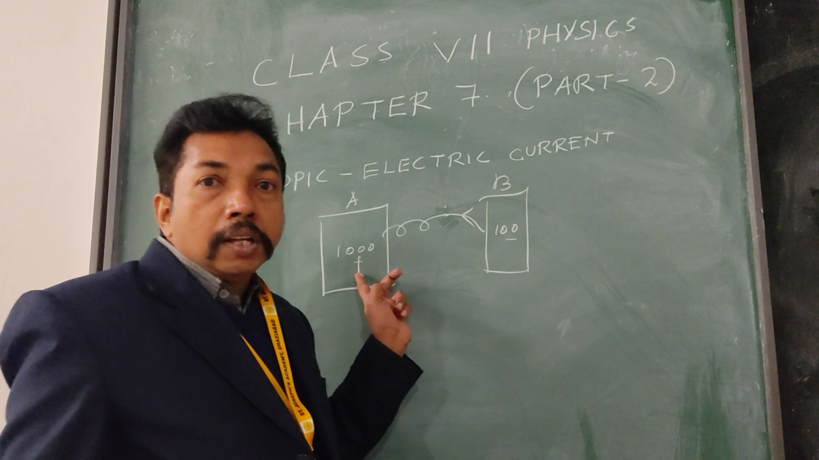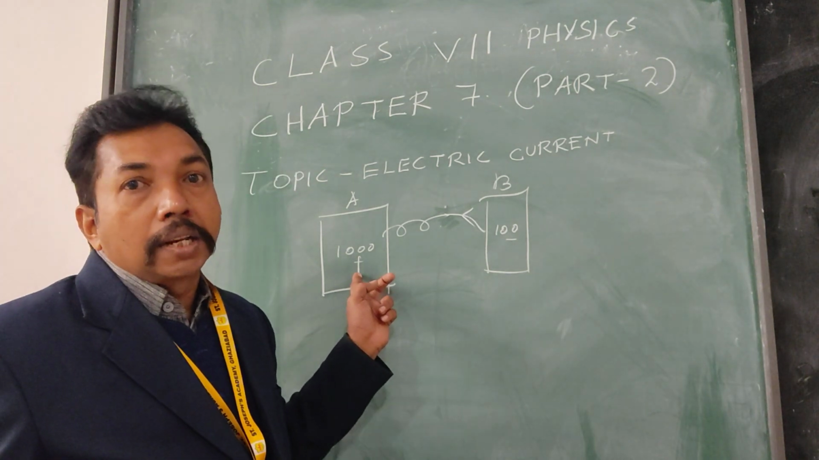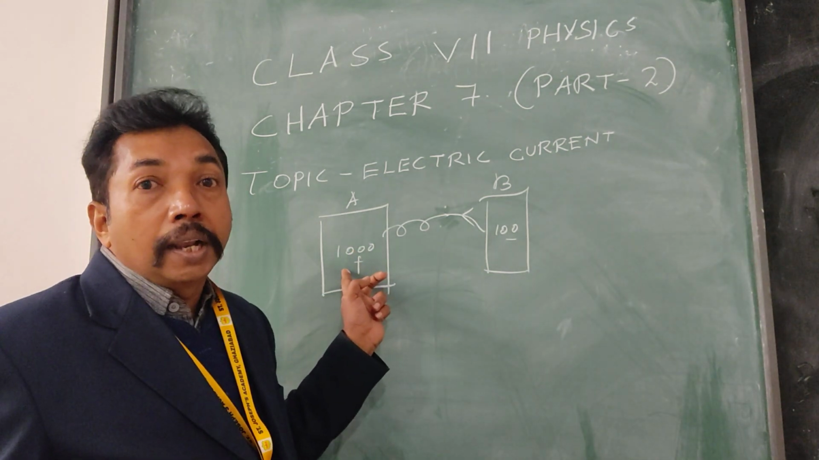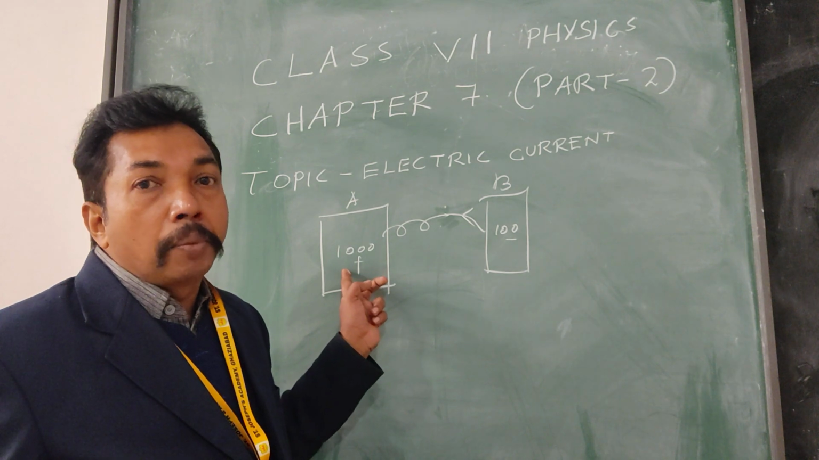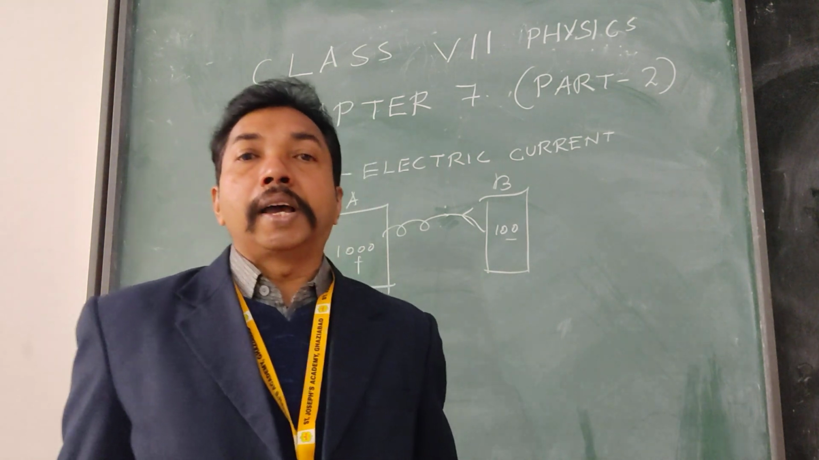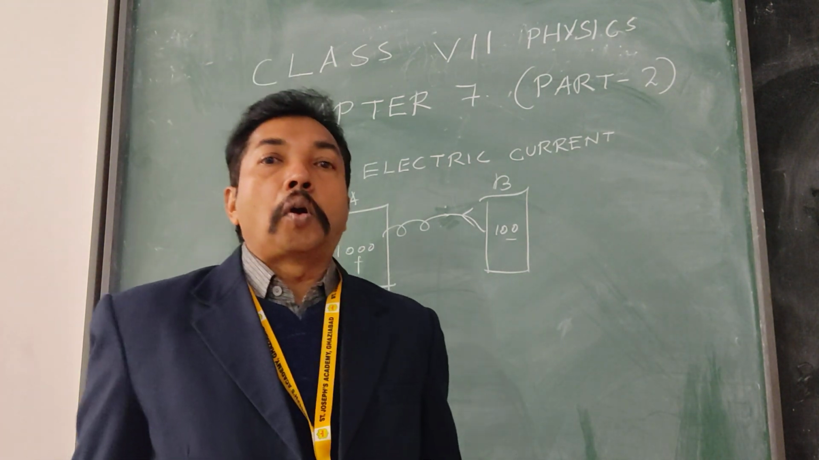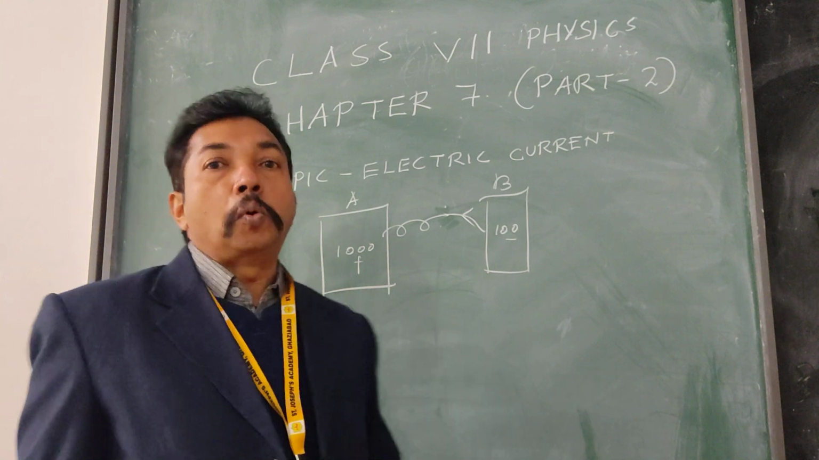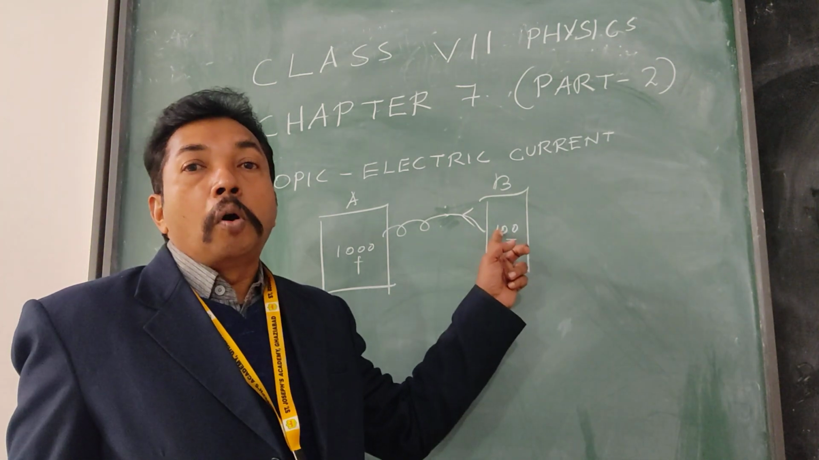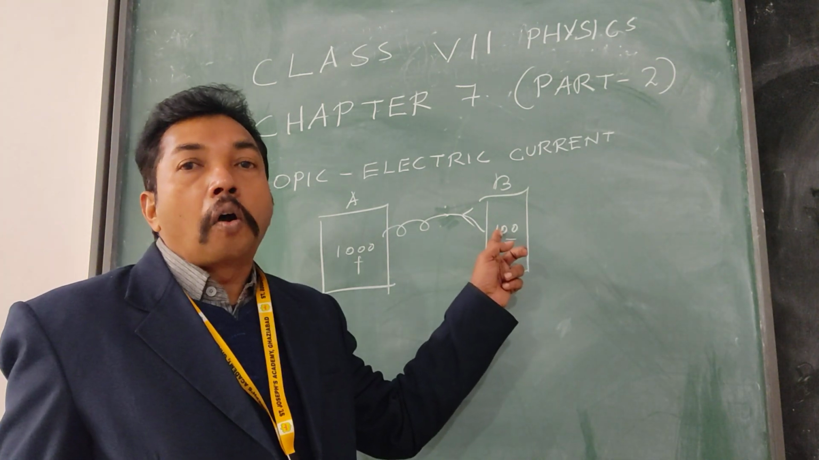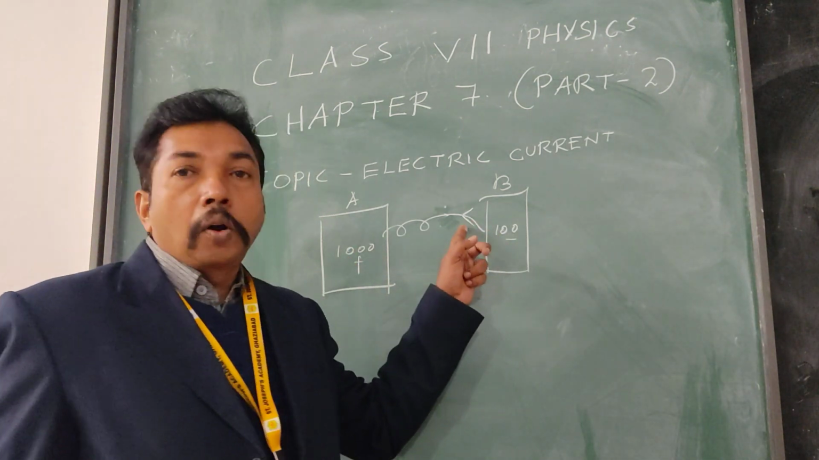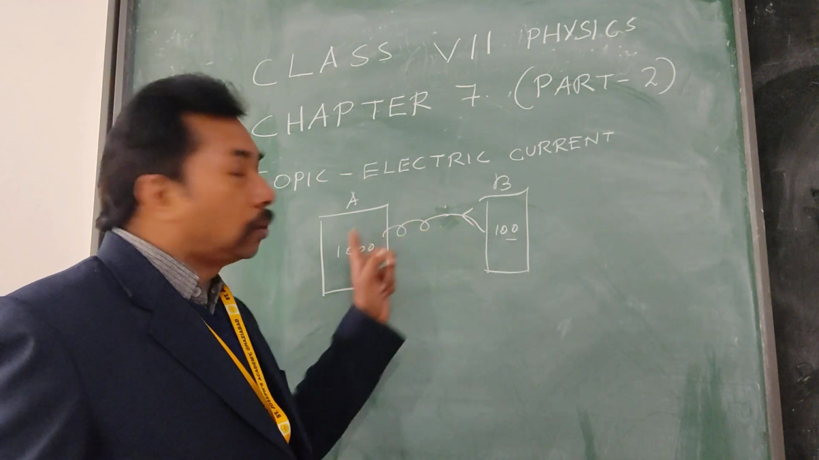So here A has 1000 positive charge. It means that the body A has 1000 electrons less than the number of protons. When a body has deficiency of electrons, that time the body has positive charge. In this case, the body B has more concentration of electrons compared to the body A. So, electrons in this case go from B to A.